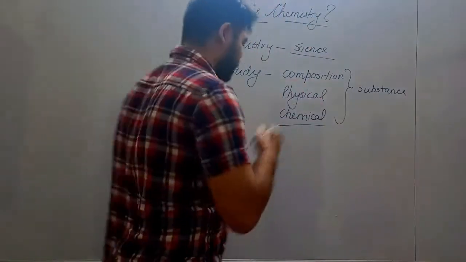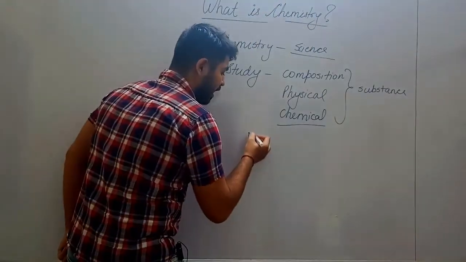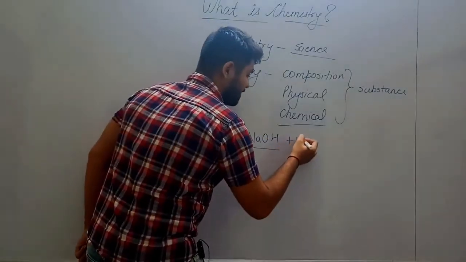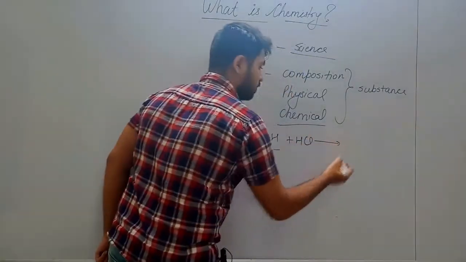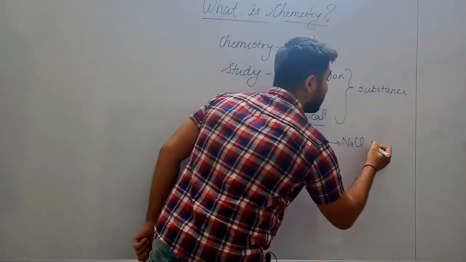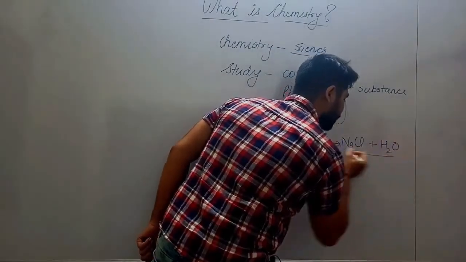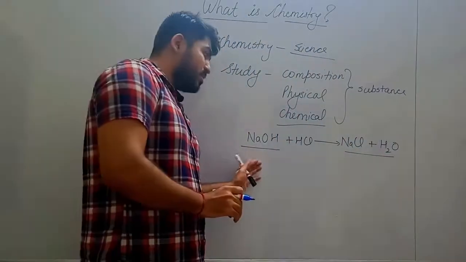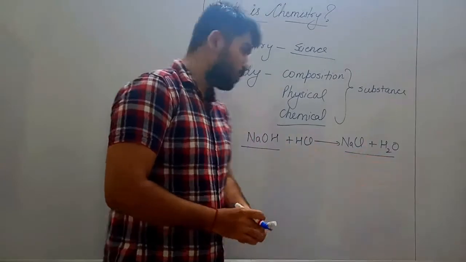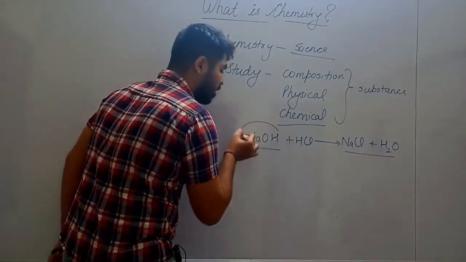Simple example, NaOH reacts with HCl to give you NaCl, the same salt, plus water, right? When NaOH reacts with HCl, it gives us NaCl and H2O. So this is the chemical property of NaOH.